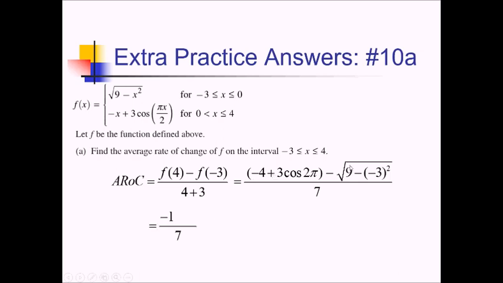Over here, this is going to be 9 minus 9. Square rooting 0 just gives us 0. So this is minus 0. So when all is said and done, this comes out to negative 1 over 7.